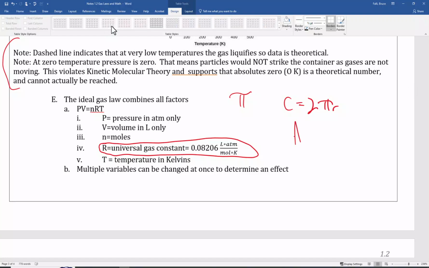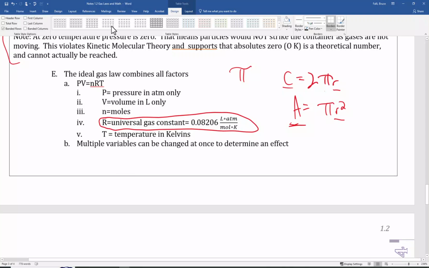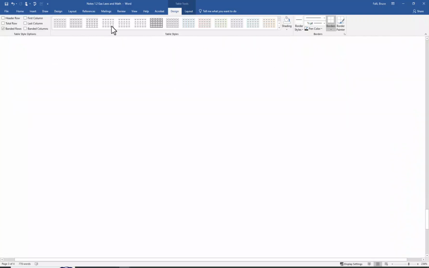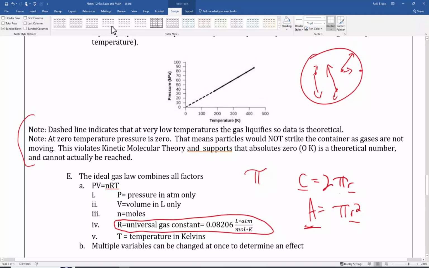What's the area of a circle? Area is pi r squared. What's pi? 3.14. Believe it or not, if you graph these things, the slope of the line is pi. That's how that stuff's derived, which is kind of interesting, but you don't have to care about it. Multiple variables can be changed at once, so P, V, n, R, and T. You can change more than one, and you plug it in, and you'll get an answer for it. And that's it. So when we get back to class, we will be able to do some math, and that will work.